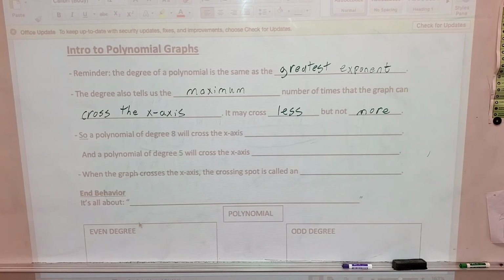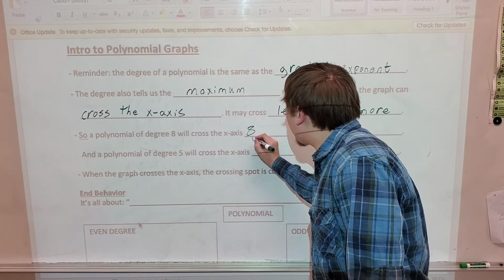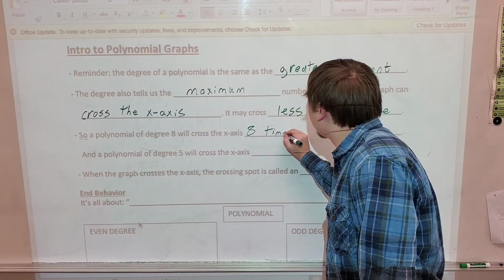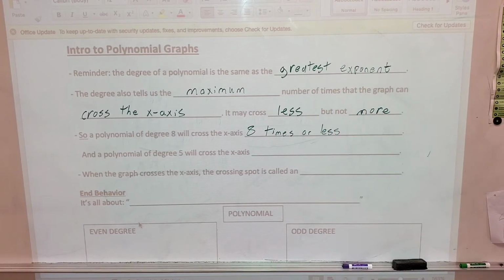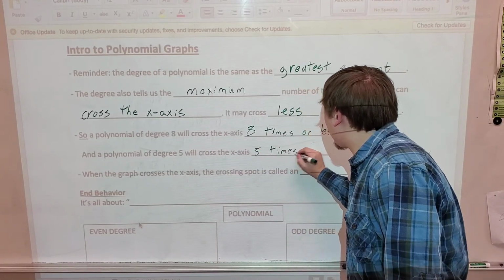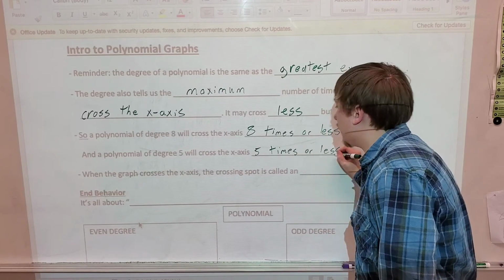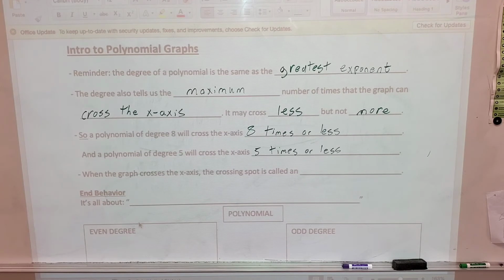Okay. Keep it going. A polynomial of degree 8 will cross the x-axis 8 times or less. And we should be able to guess what the answer to the next one is going to be. A polynomial of degree 5 will cross the x-axis 5 times or less. This is the degree, that's the maximum number of times that we can cross the x-axis.